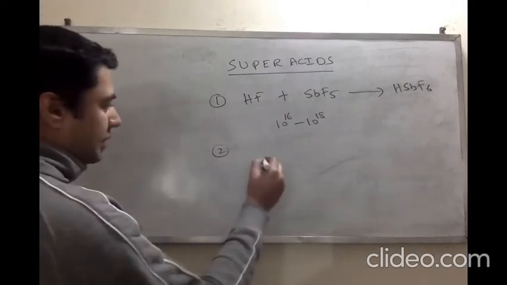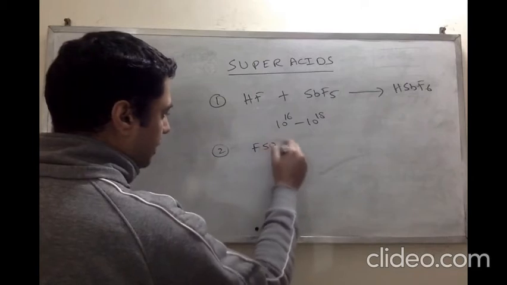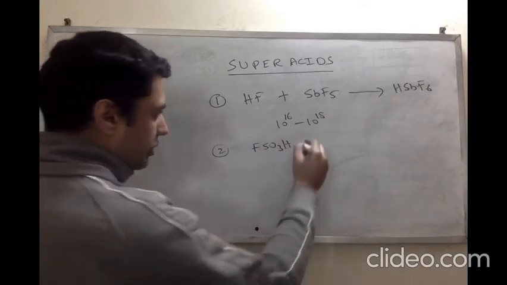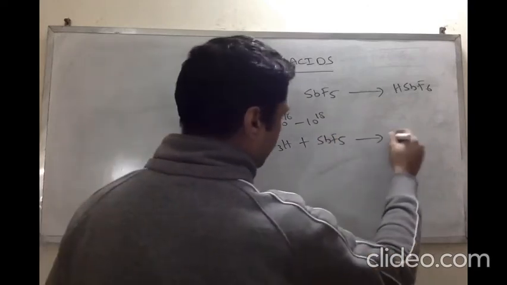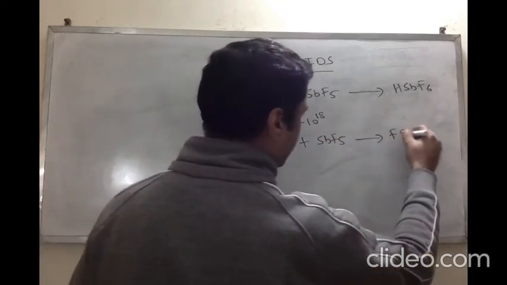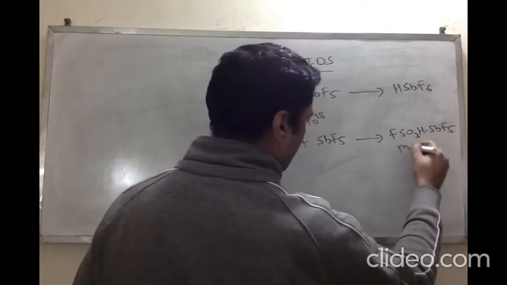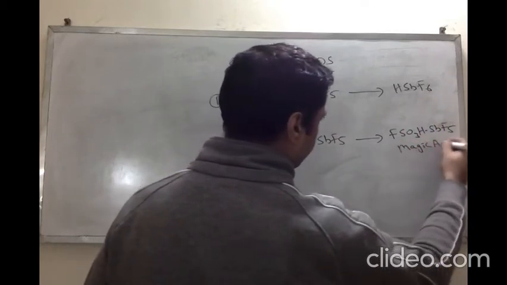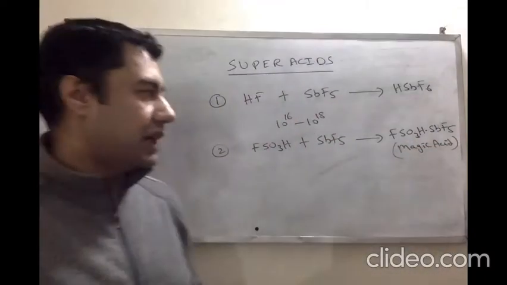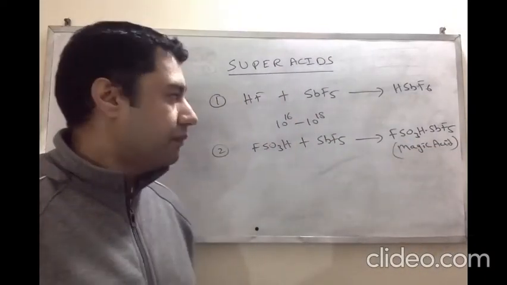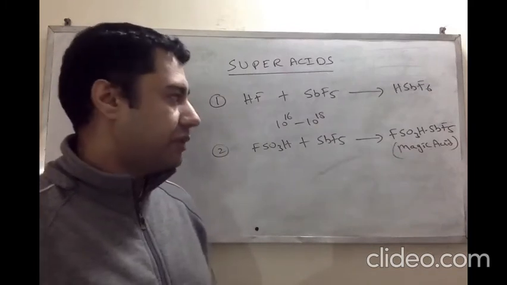The next such example is when we start with fluorosulfonic acid, FSO3H, and add to it antimony pentafluoride. And in this particular case, we end up with a very interesting compound which is called magic acid. This is one of the earliest known superacids which was created by George Olah and his team, and with very interesting properties.